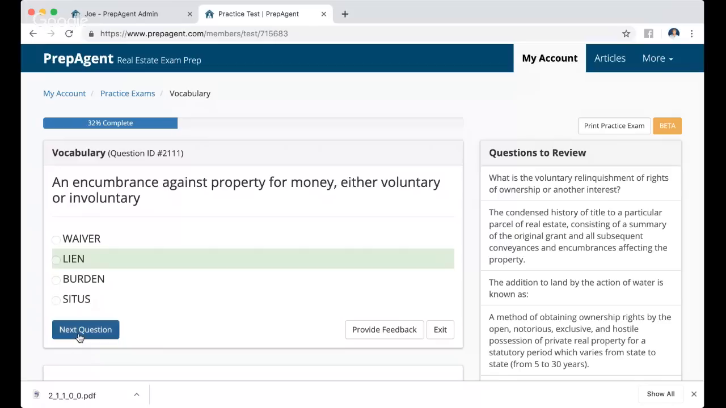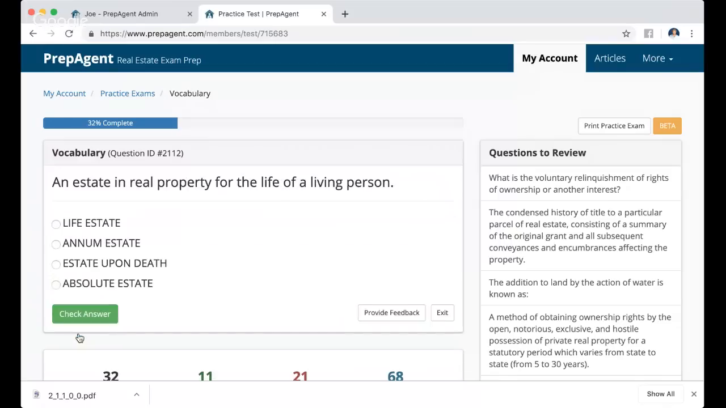Okay, we're moving right along. An estate in real property for the life of a living person. A, life estate. B, annum estate. C, estate upon death. Or D, absolute estate. And the answer is life estate.